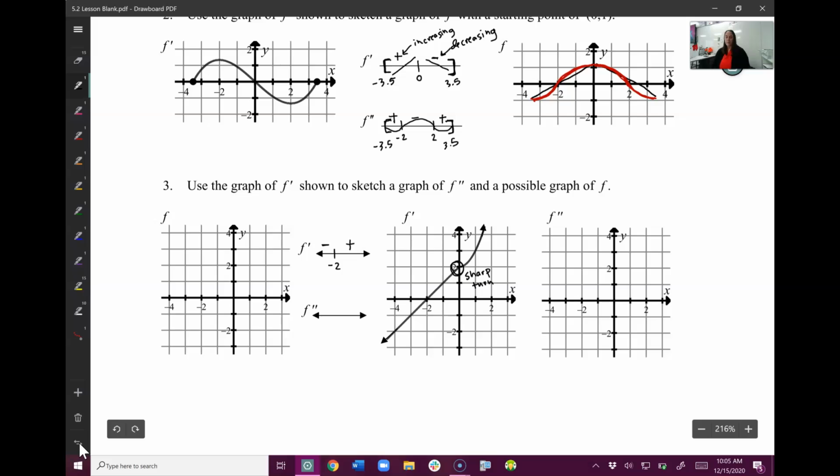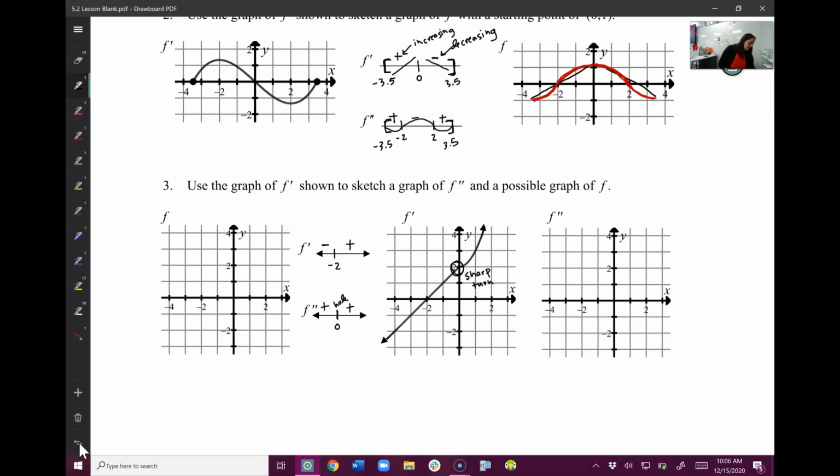So if I have a sharp turn, does the derivative exist? No. So at 0, it looks like I have a hole because the derivative isn't going to exist there. It's a sharp turn. However, to either side, it is positive because increasing, increasing, all positive slopes.